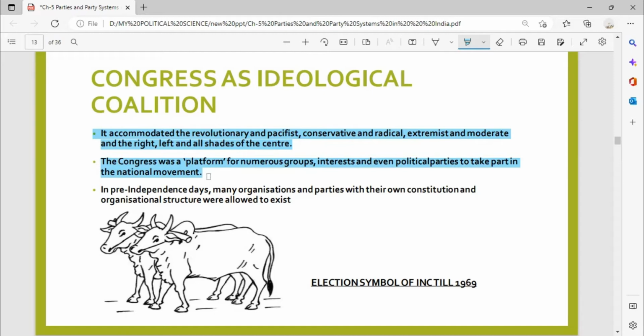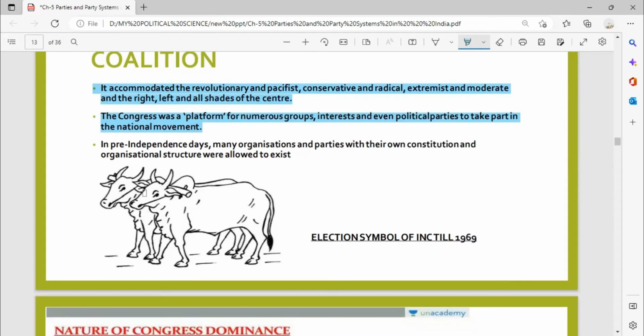In pre-independence days, many organizations and parties, for example the Swarajist Party, established in 1925, were under Congress only. Even the Socialist Party, which was established in 1934, was working under the Congress only till 1947, probably. An act was passed by the Congress where a person could become a member of only one party, and then the Communist Party of India was formed, and it came out of Congress. So we need to understand this.